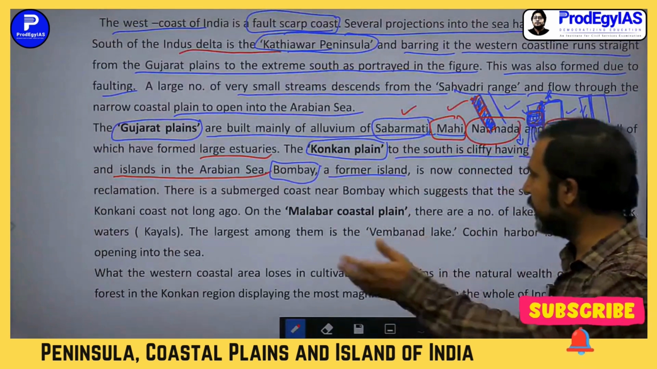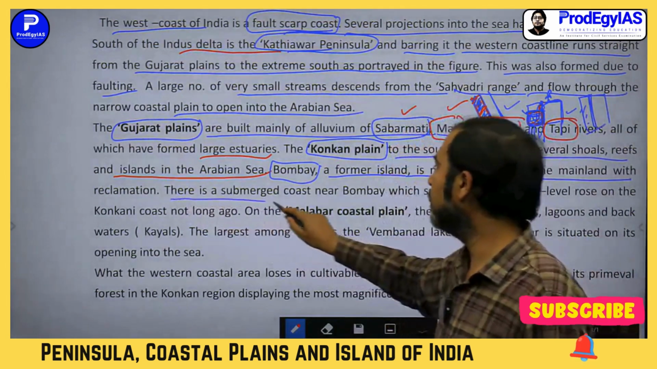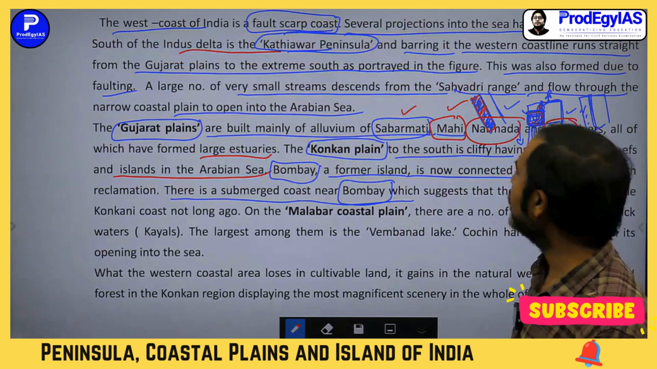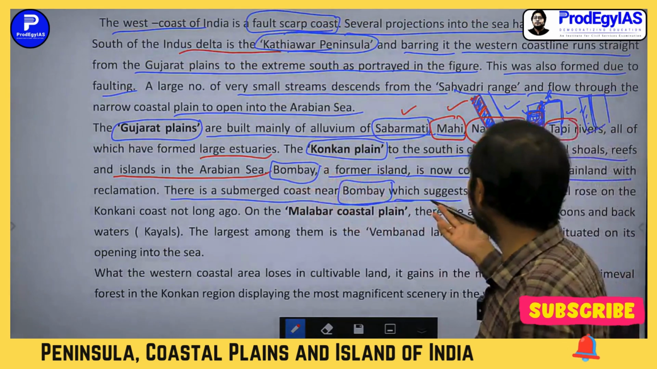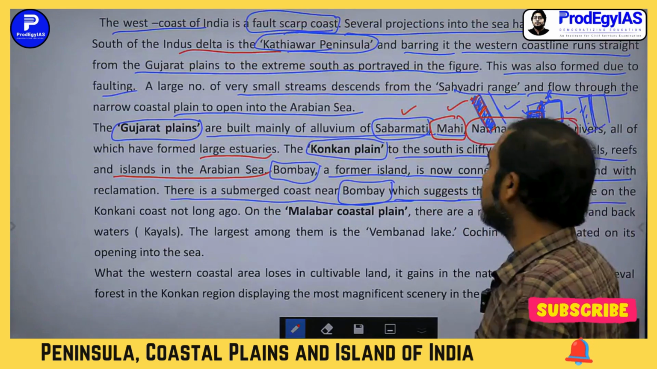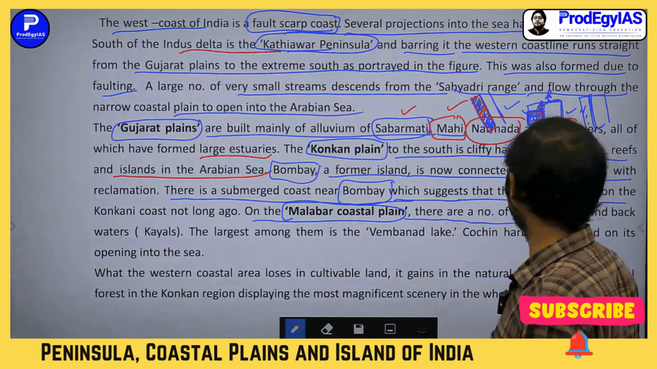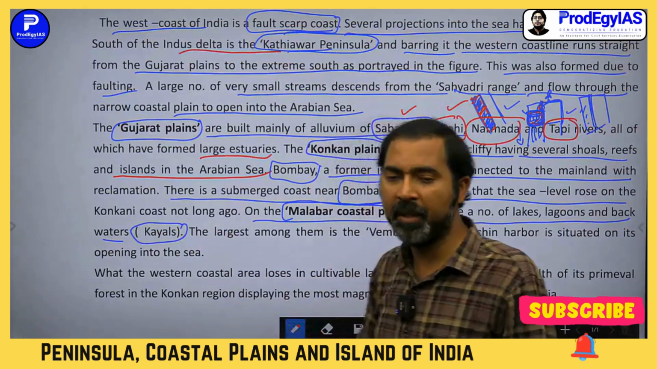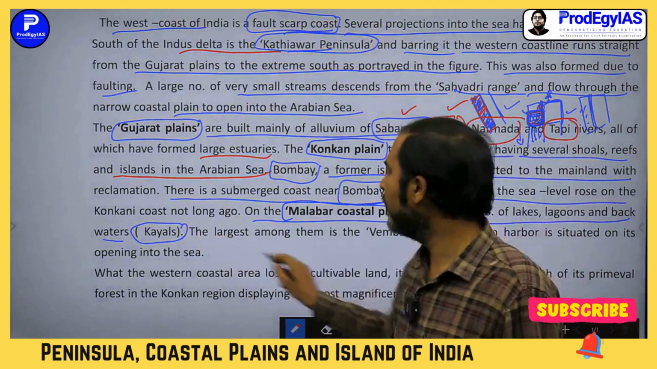Now it has been connected to the mainland with reclamation. There is a submerged coast near Bombay. Most of the coast is emergent type, but there are some examples of submergence nearby Bombay. On the Malabar coastal plain, Kerala, there are a number of lakes, lagoons, and backwaters, which are called kayals here, like the Alappuzha backwaters. They are locally known as kayals there.